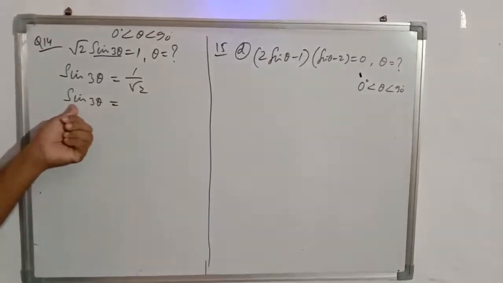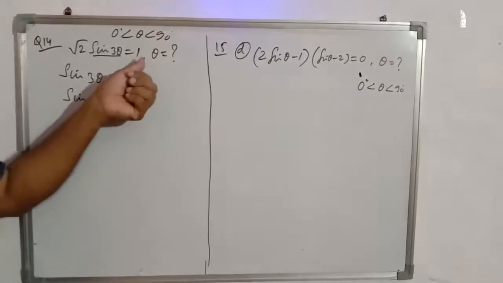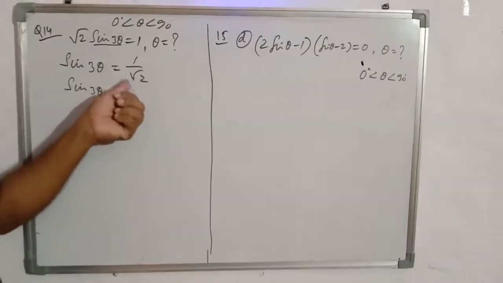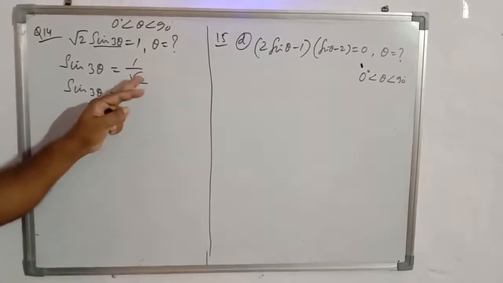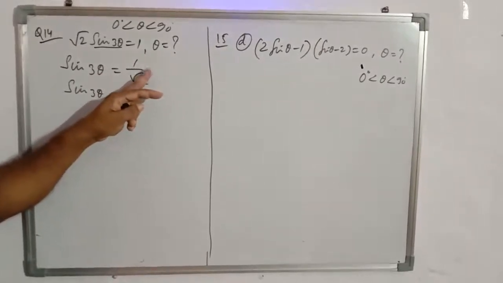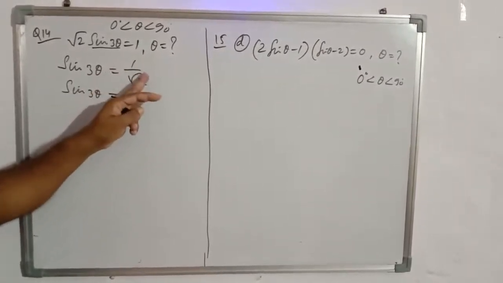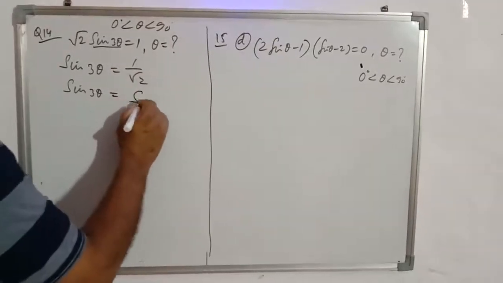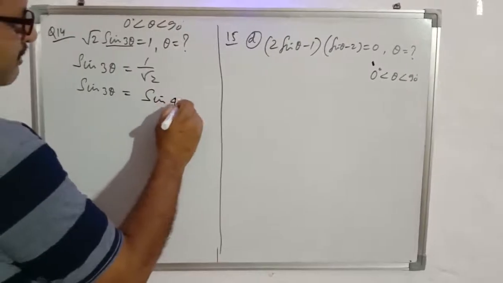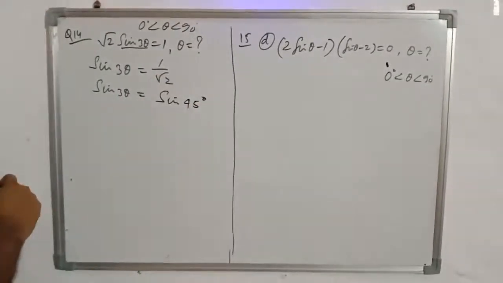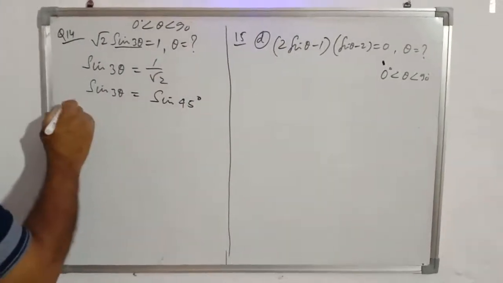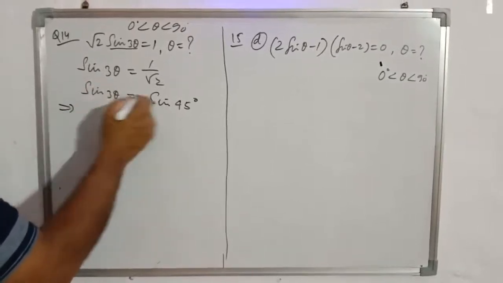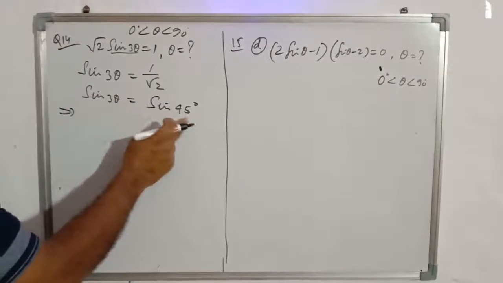Left side trigonometrical ratio is given sine. So we have to write right side also in terms of sine. So for what angle of sine value is 1 by root 2? So we know that sine 45 degree value is 1 by root 2. Next step, we will compare on both the sides. We will not cancel sine. We will compare both sides.